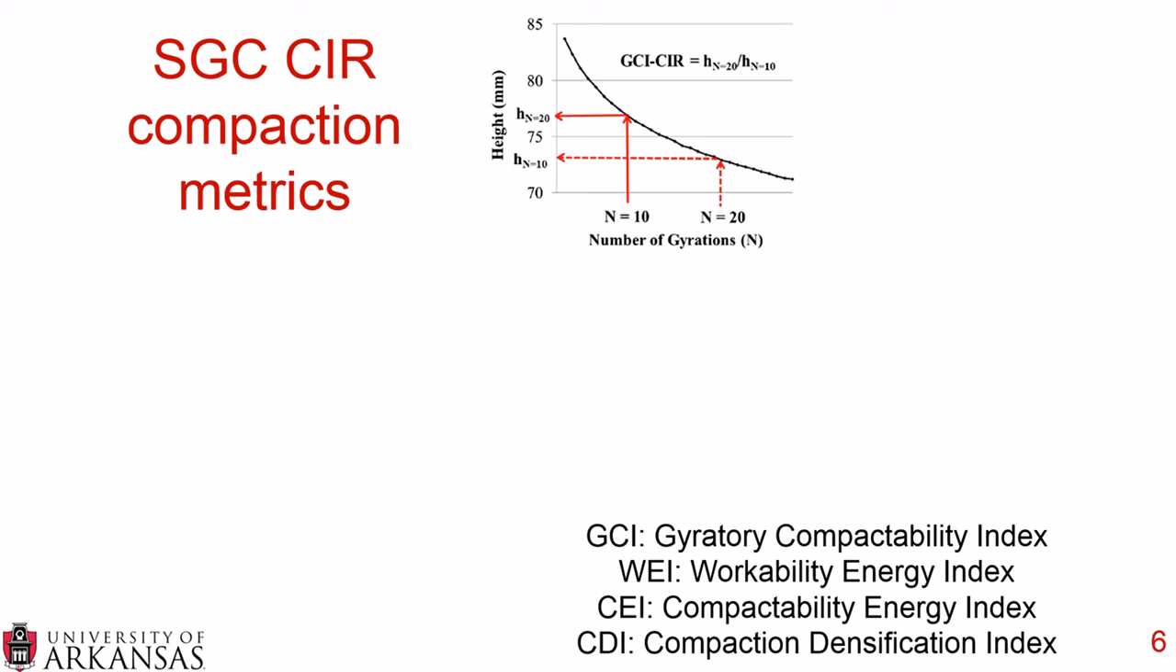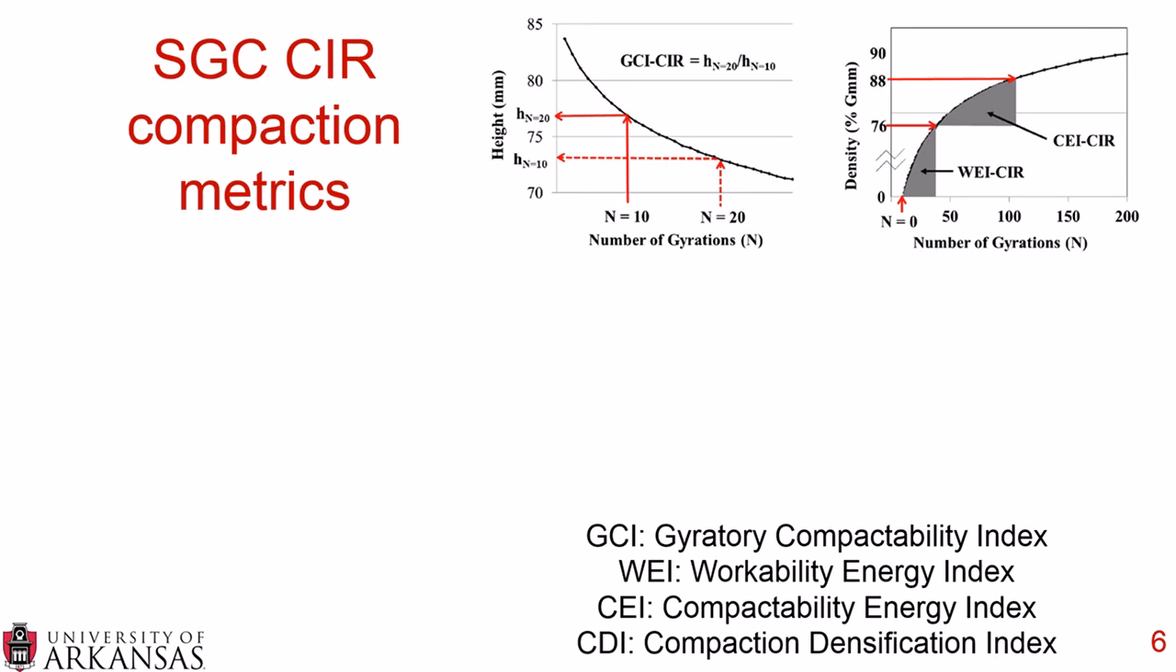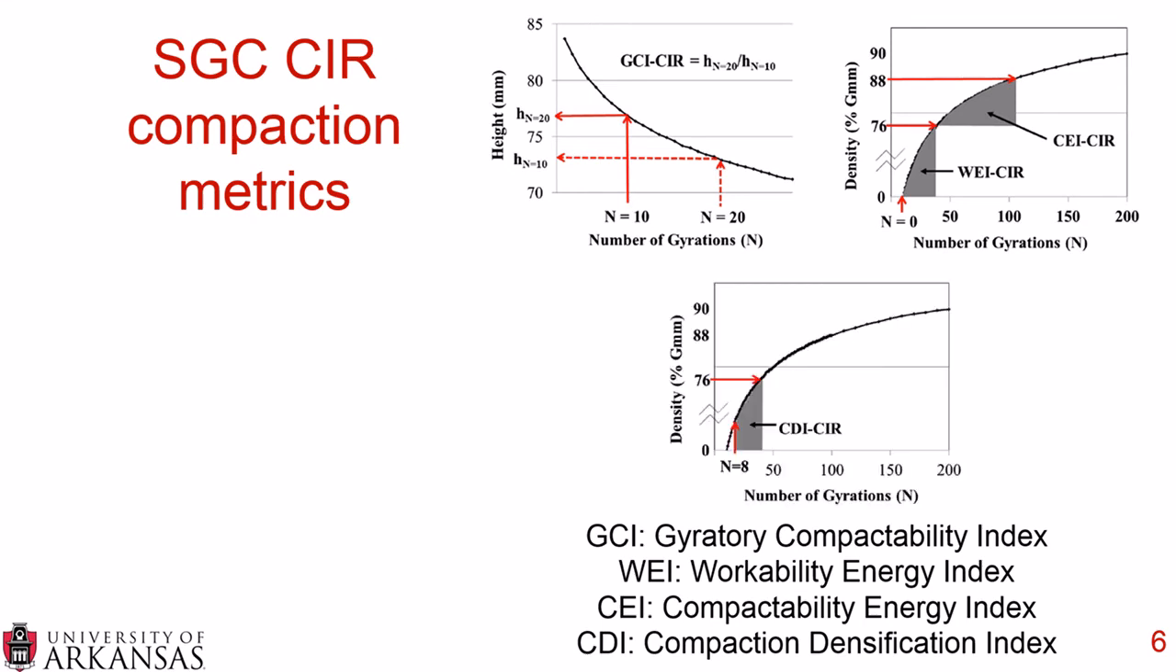A quick review of the SGC, or Superpave Gyratory Compactor, CIR compaction metrics. You can see we can measure the height versus the number of gyrations, and this gives us the GCI CIR, which is the Gyratory Compactability Index. We also have the density versus the number of gyrations, and this gives us the WEI CIR, which is the Workability Energy Index, and the CEI CIR, which is the Compactability Energy Index. Finally, if we plot the density again versus number of gyrations, we can get the CDI, which is the Compaction Densification Index for cold in place recycling.